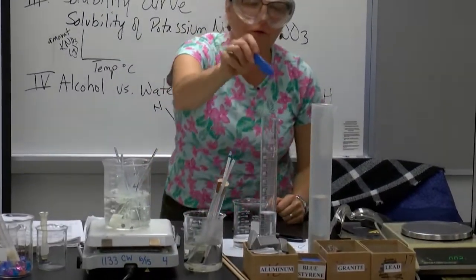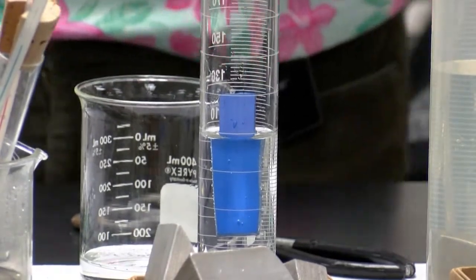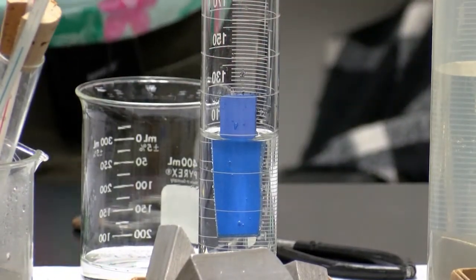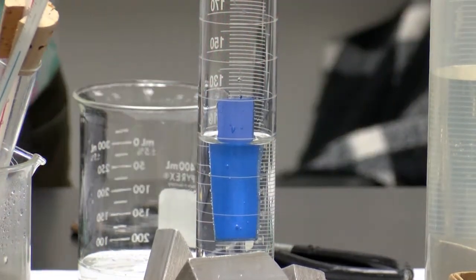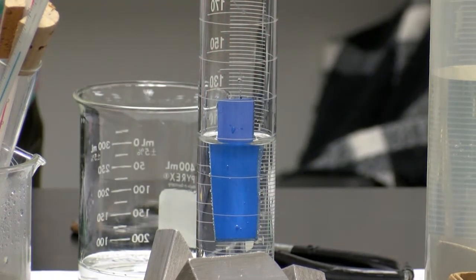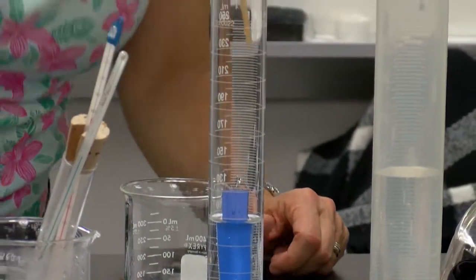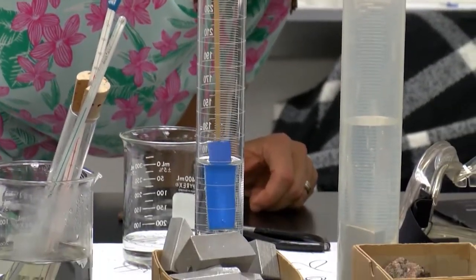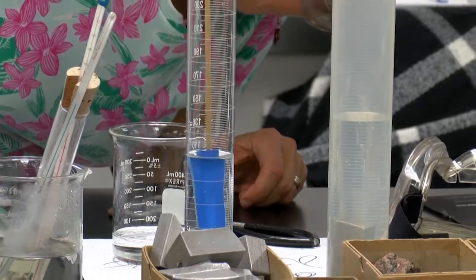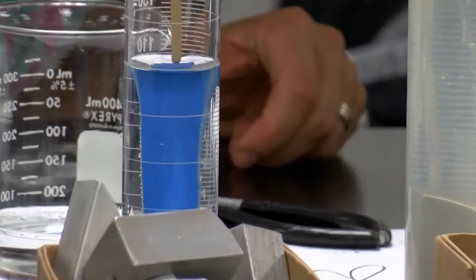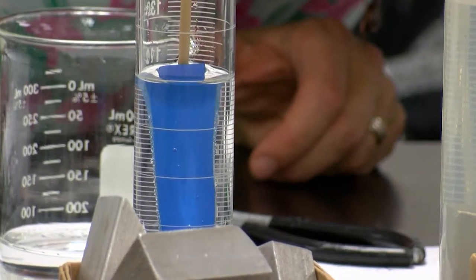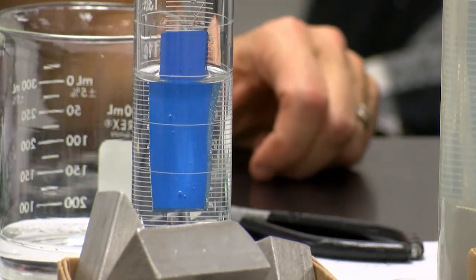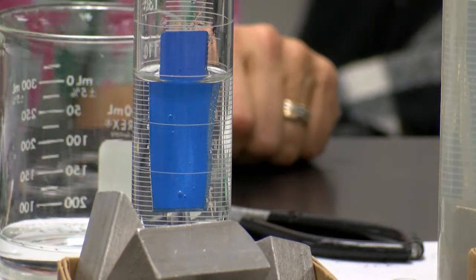So we've got 100.0 milliliters. Oh no, it floats. What are we going to do? It has a density less than water. Water has a density of 1 gram per milliliter. So we've got to hold it down, but we don't want to get this wood in there. I'll try to get the wood right at, and we are right at 109.